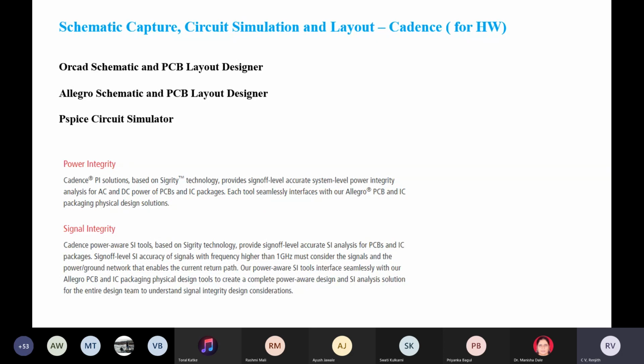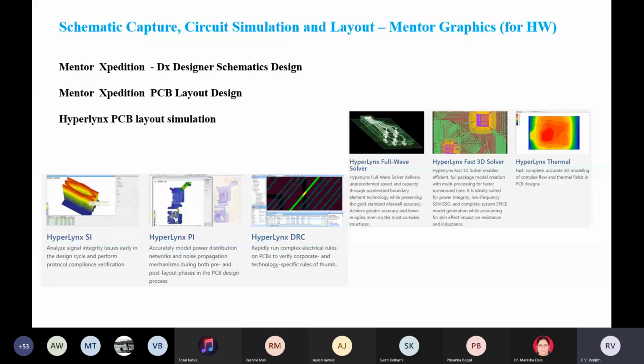Okay, so piece by piece, I think you're learning in college. And signal integrity tools are important for you to do the layout simulation, etc. So Mentor Graphics also has similar tools. HyperLynx is quite popular for layout simulation, like signal integrity, EMI/EMC, and thermal simulation, etc.